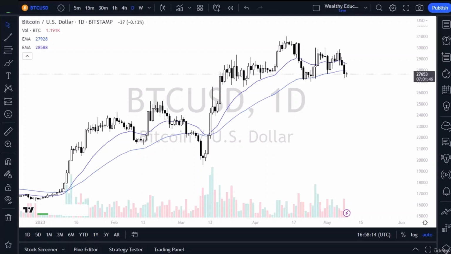Hello and welcome back to Cryptocurrency Trading, Mastering Scalp Trading Strategies by Wealthy Education. In this video, we'll take a look at hammer and hanging man candlesticks. So these two candlesticks are actually the exact same shape.